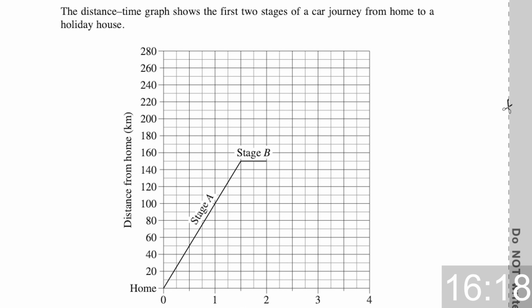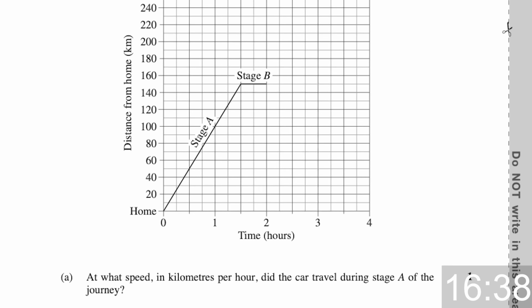Another graph, but distance time, shows the first 2 stages of a car journey. Okay, sounding interesting. From home to a holiday house. Not really sure what to make of this. Right, so we're going to go stage A for 1.5 hours. So we're going 1.5 hours. Right, and there we go.